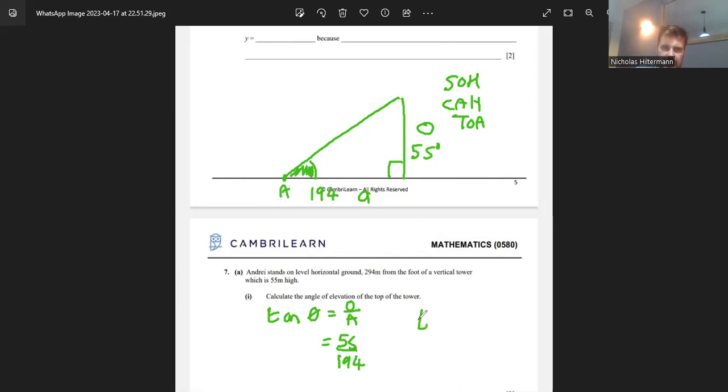Now you just put this in your calculator. Tan to the minus 1 of 55 over 194. I'm going to open up my calculator and share it, just to make sure you get the same thing. So 55 over 194 is what we need to get. Oh, I can't minimize unless I'm recording. It's weird.